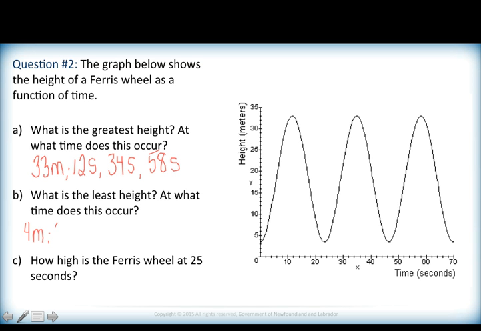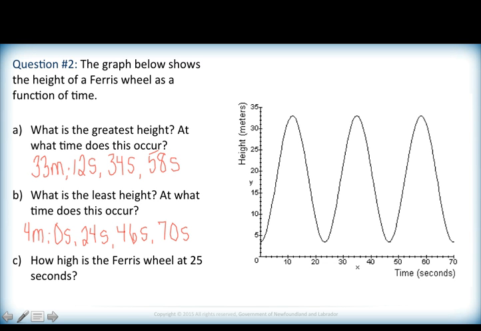So we have 0 seconds, 24 seconds, 46, and 70.